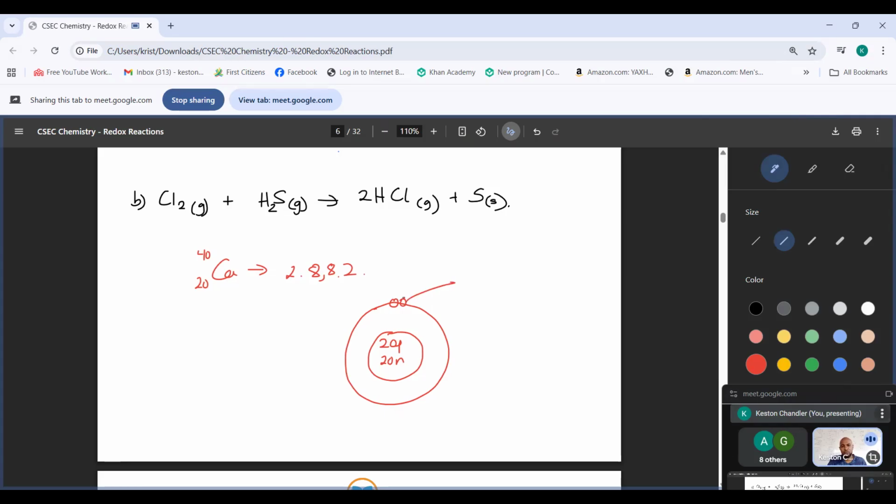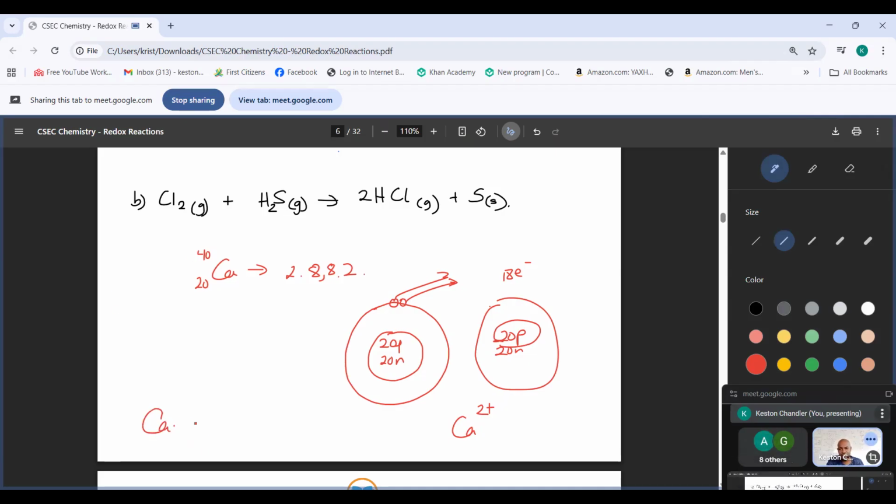If calcium loses these 2 electrons, then you will only have 18 electrons remaining, meaning that you will have 2 more protons than electrons, causing it to become calcium 2 plus. Is everybody fine with that? Everybody understands that? That is the change that we're talking about.